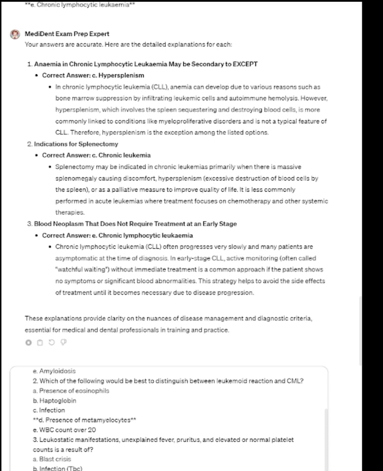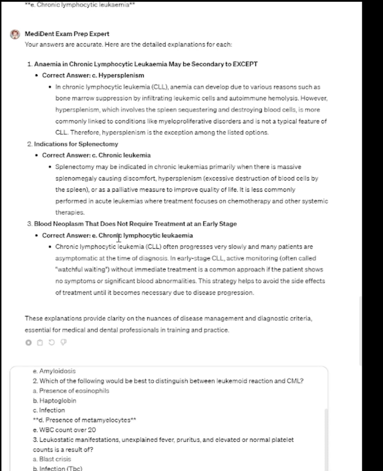Chronic leukemia. Splenectomy may be indicated in chronic leukemias primarily when there is massive splenomegaly causing discomfort, hypersplenism, excessive destruction of blood cells by the spleen, or as a palliative measure to improve quality of life. It is less commonly performed in acute leukemias, where treatment focuses on chemotherapy and other systemic therapies.